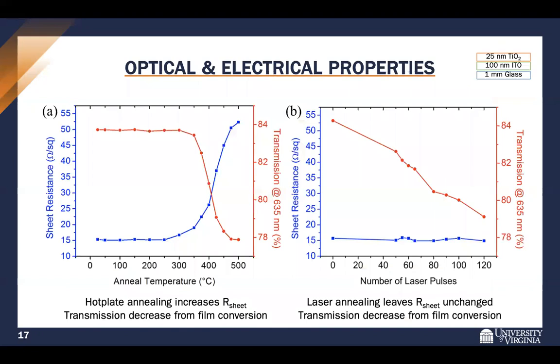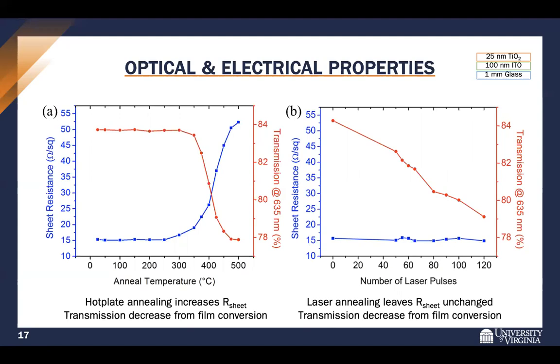So, discuss some optical and electrical properties quickly. With furnace annealing on the left, you can see that as temperatures get above 300 degrees Celsius, the transmission begins to decrease, which is due to film conversion. This is only at 635 nanometers, but this indicates a film conversion from the precursor to TiO2. And the sheet resistance of the ITO also begins to increase, which is bad. This causes increased series resistance.